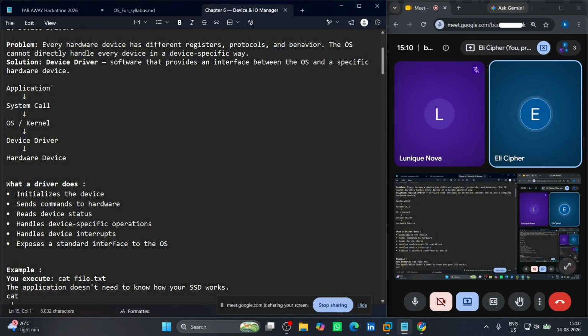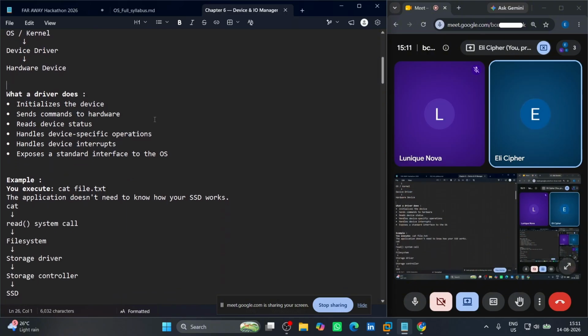Here is how the flow works. Firstly, when a task is triggered at the application level, system calls take us to the OS or the kernel. Then after the kernel, the device drivers come in. After the kernel passes it, the device driver comes into play, and then the signal, command, or action is transferred to the hardware devices.